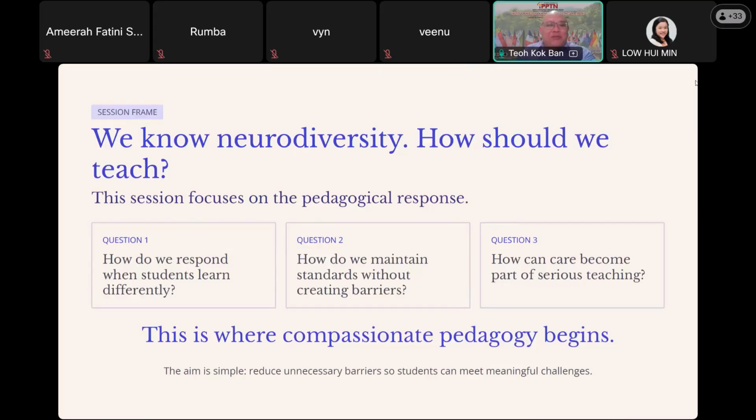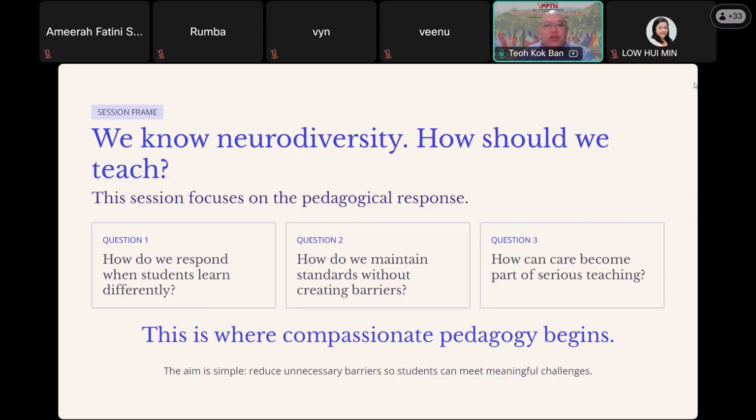The first question is, how do we respond when students learn differently? The second is, how do we maintain academic standards without creating unnecessary barriers? And the third is, how can we become part of serious university teaching? Most of the time when we talk about compassionate teaching or pedagogy, a lot of people think we need to let go of strictness and academic standards. No, the seriousness is still here, but how can we play a role as part of this serious university teaching? I think the third question is really important.